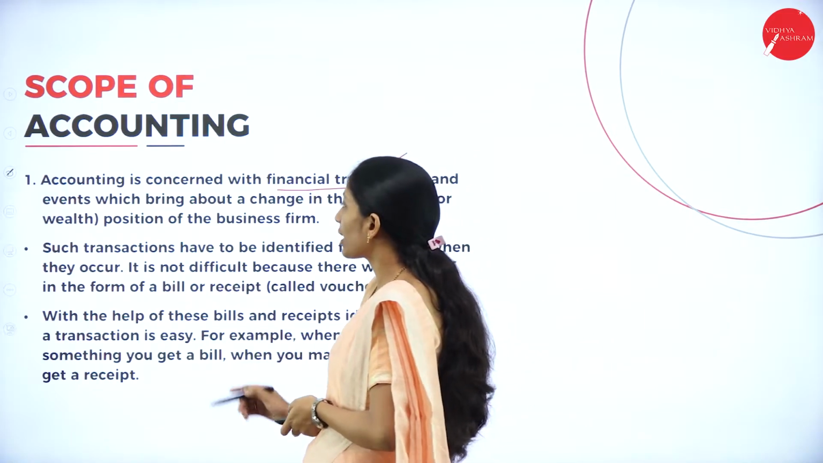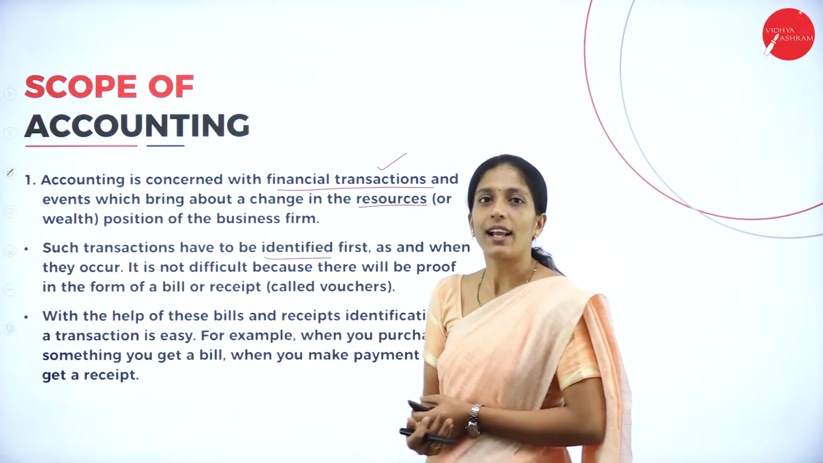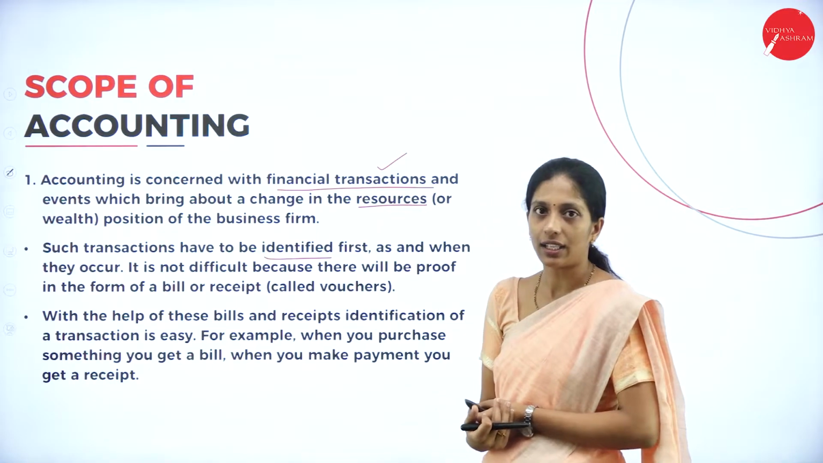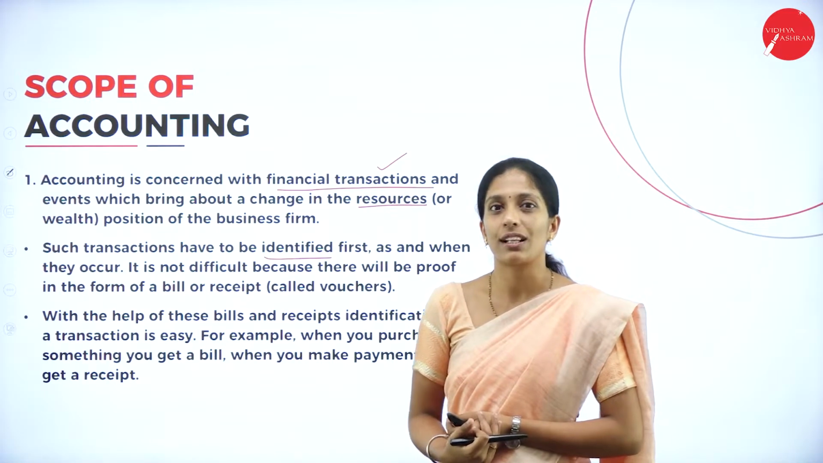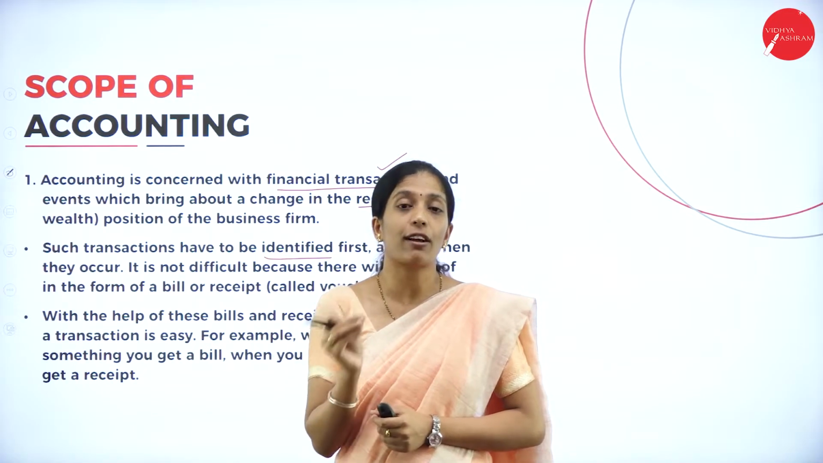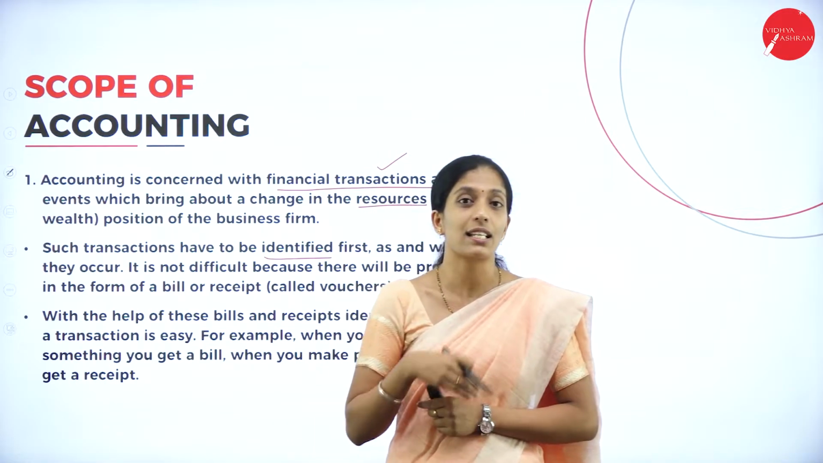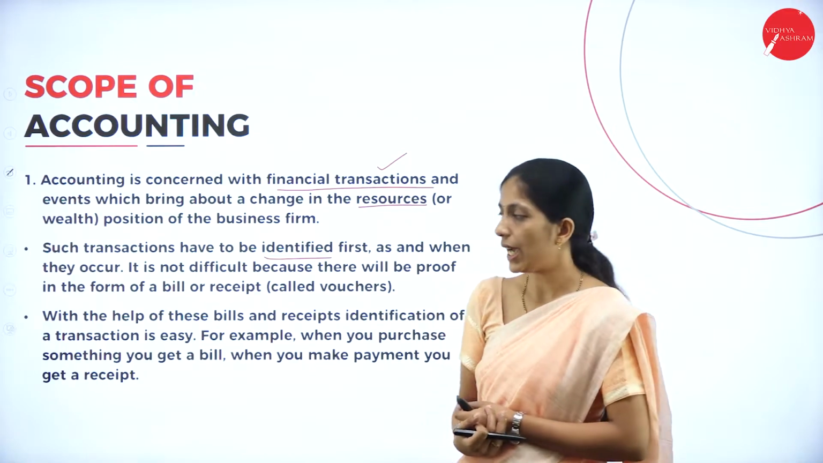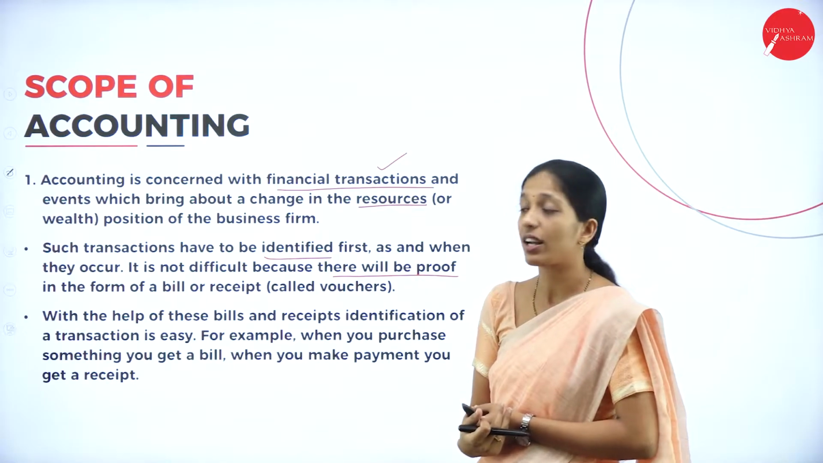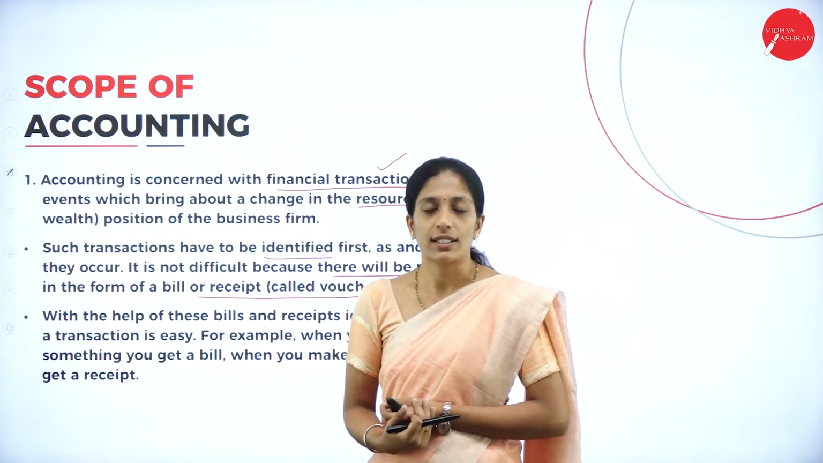Next is, such transactions have to be identified. So, here these financial transactions have to be identified first as and when they occur. Of course, what we are going to do in journal, so whenever the transactions have taken place, immediately we will record those transactions in a chronological order in journal. That is, we call it as book of original entry. So it is not difficult, because there will be a proof in the form of bill or receipt called as vouchers. Now, how we are going to record the transactions?